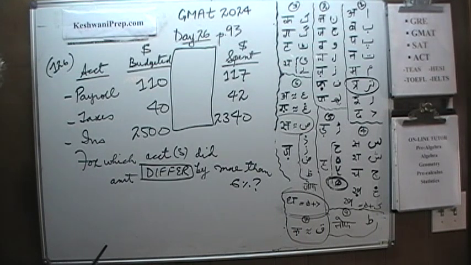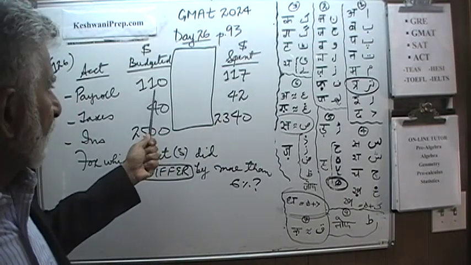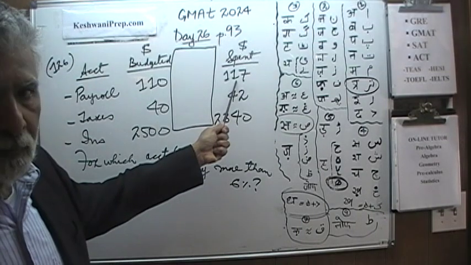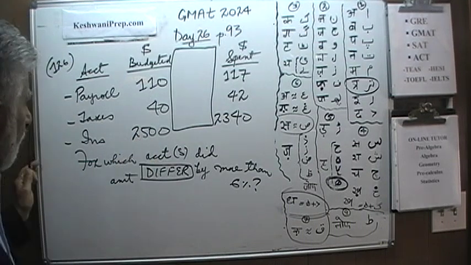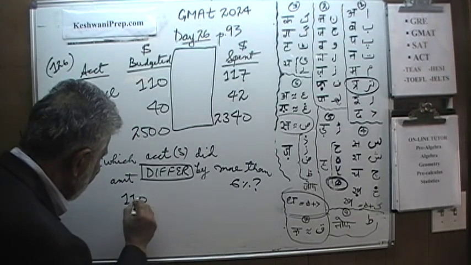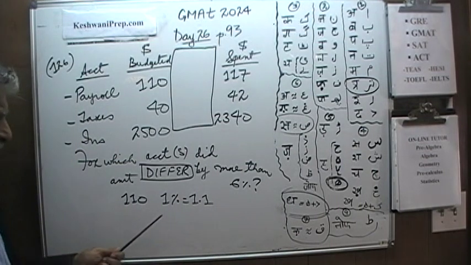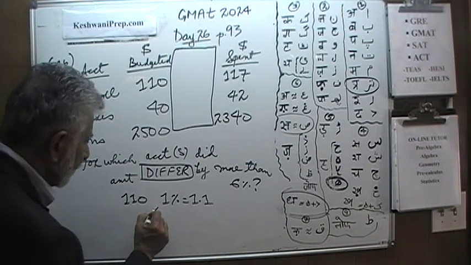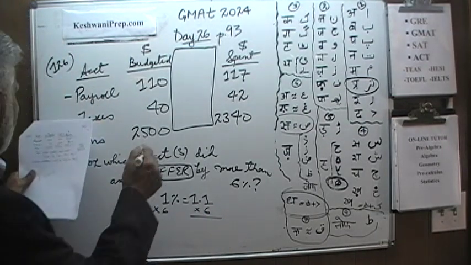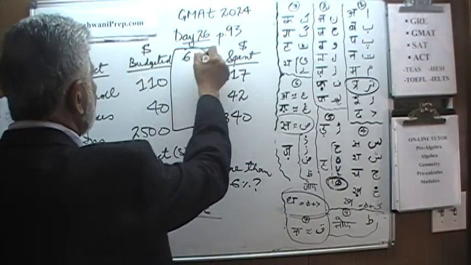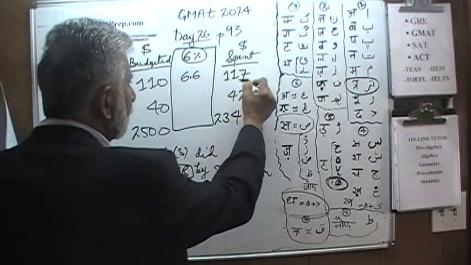So, instead of making your life complicated, one way is to figure out 117 is what percentage of 110, and see if it's more than 6% or less than 6%. That's one way. Another way is to simply figure out the 6% of this guy, 110. 1% of 110 is 1.1. Therefore, 6% would have to be 6.6. Instead of 6.6, this guy went up to 7.